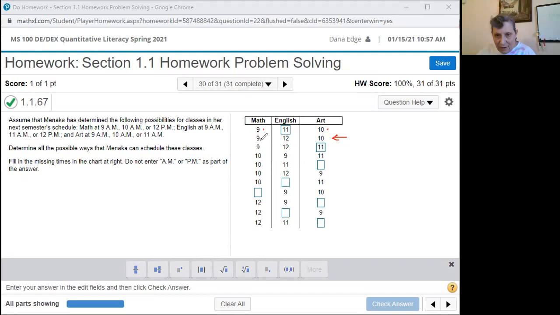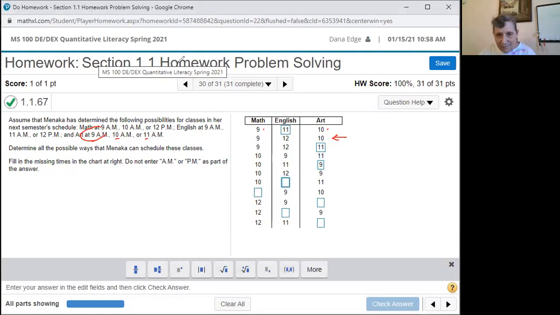Okay, so we've got all the possible 9 o'clock math classes taken care of. Here's a bunch of 10 o'clock math classes. If math is at 10 and English is at 9 and art's at 11, that one's accounted for. If math is at 10 and English is at 11, and English could be at 9, 11, or 12, then art can't be at 10 and it can't be at 11. So here's 10, here's 11, so that only leaves 9 o'clock for the art.